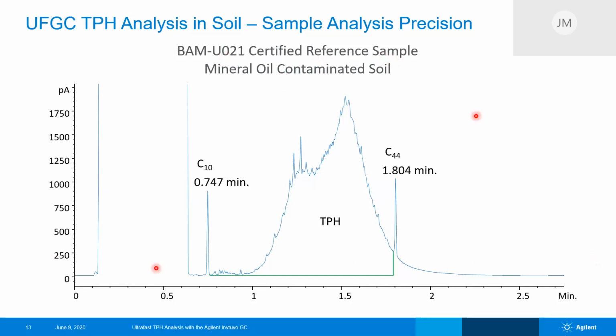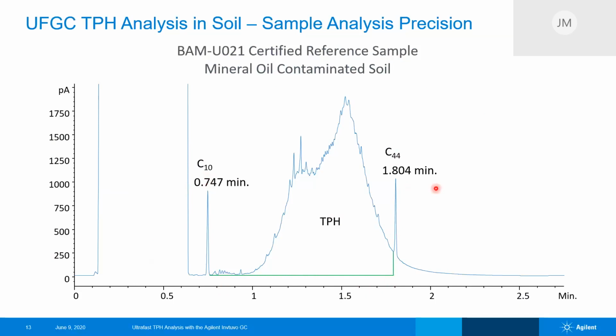So this is the actual run. Here's our heptane solvent front. We can easily separate our C10 marker from the solvent front, and then our final marker, that should be C40, sorry, that's a typo. So we integrate between the C10 and the C40, and we also want to make sure that our retention times are the same. So let's take a look at another extract that I did of the same material and overlay that.